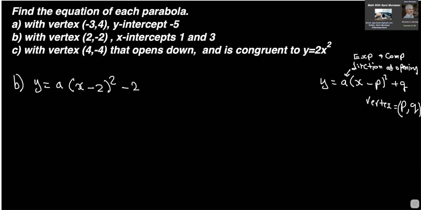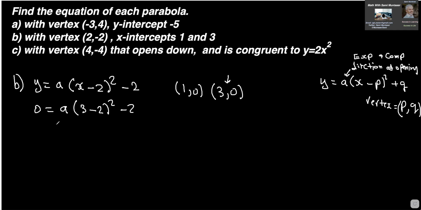You don't need both of these. You only need one of them to find out what A is. So here basically you have 1 and 0 and 3 and 0, and you could use either of them to figure out what A is. And you know what? I'm going to use the second one just so that we don't deal with the negative number here. So I'm going to sub in 0 for y, x equals 3: 0 equals a(3 minus 2) squared minus 2.